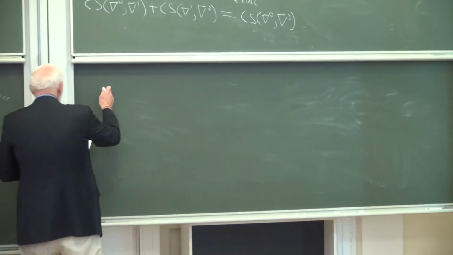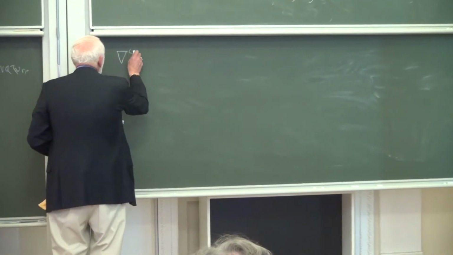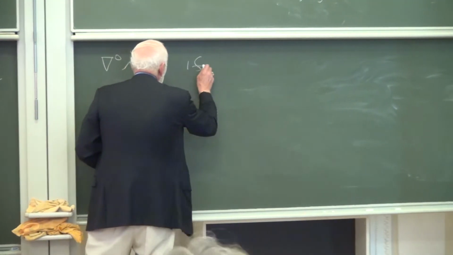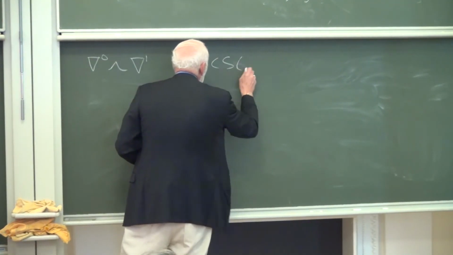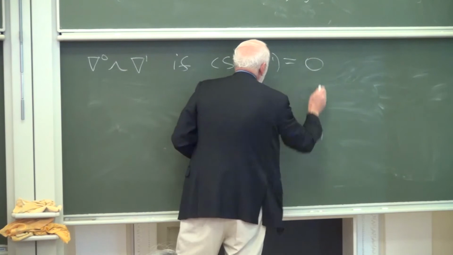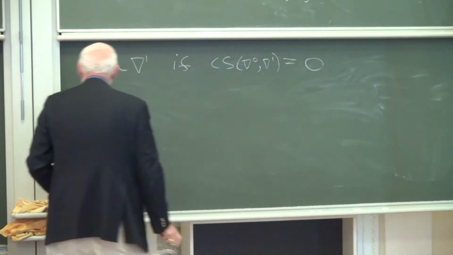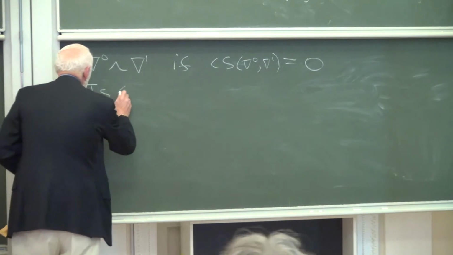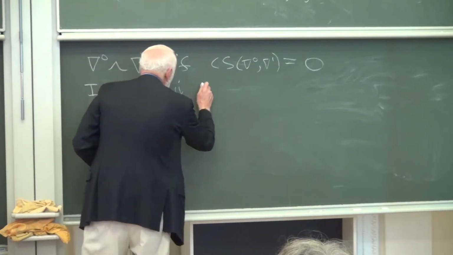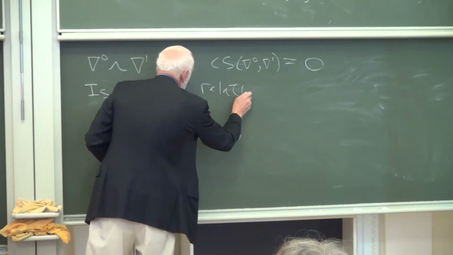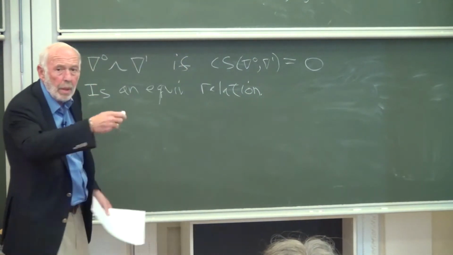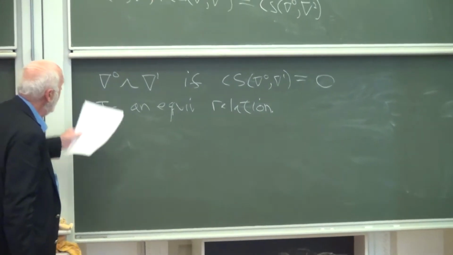So we can say delta 0 is equivalent to delta 1 if CS of delta 0, delta 1 now equals 0, because remember this is mod exact and is an equivalence relation. So because of this, it satisfies this equivalence. Anyway, that's clear.